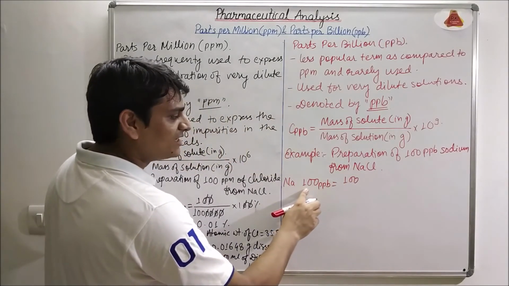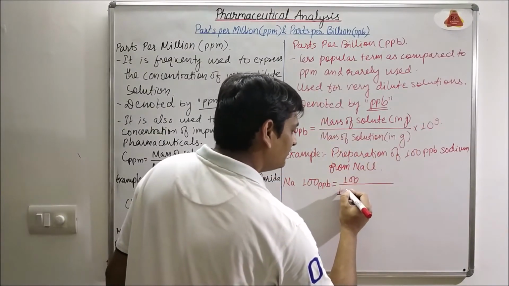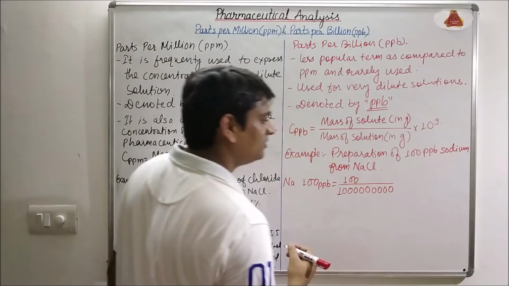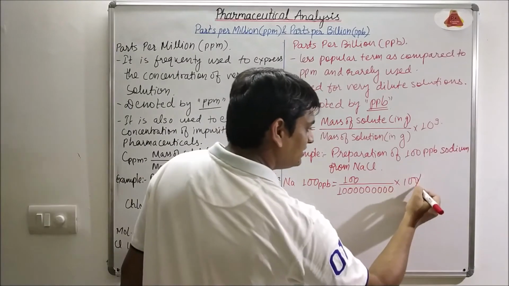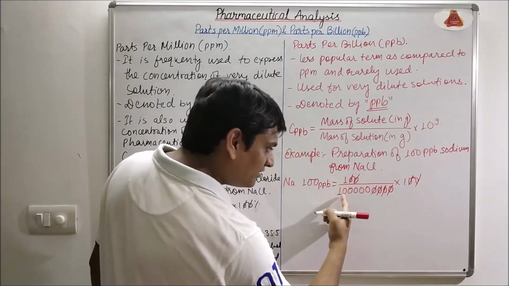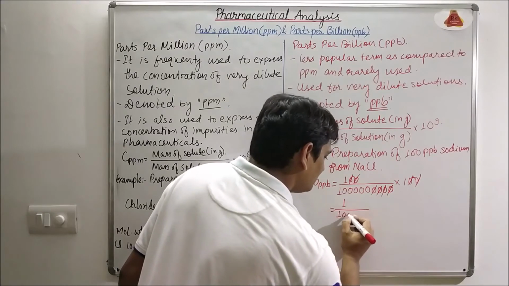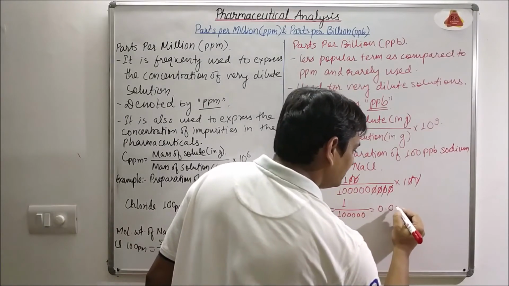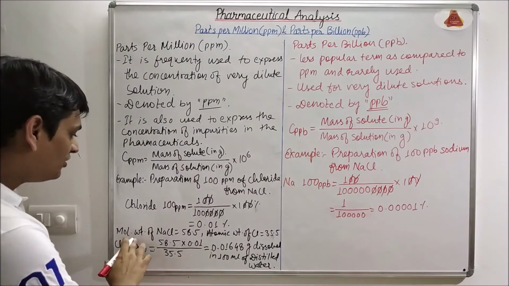100, because it is 100 parts per billion, divided by 10 to the power 9. So it will be 1 0 0 0 0 0 0 0 0 0, into 100, because here I am calculating for 100 ml. So these 2 zeros will be cancelled with this one, these 2 zeros will be cancelled with this one. So ultimately 1 by 10,000, so it will be 1 divided by 1 0 0 0 0 0, and when we solve this, we will get 0.00001%.